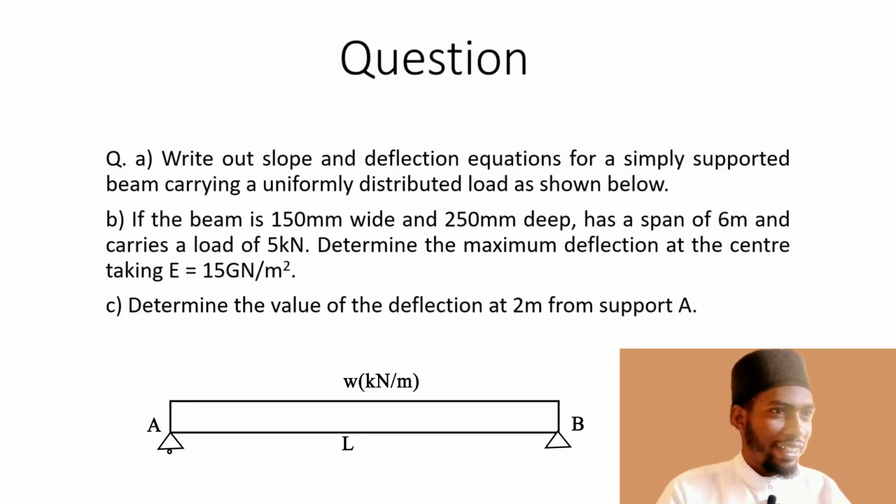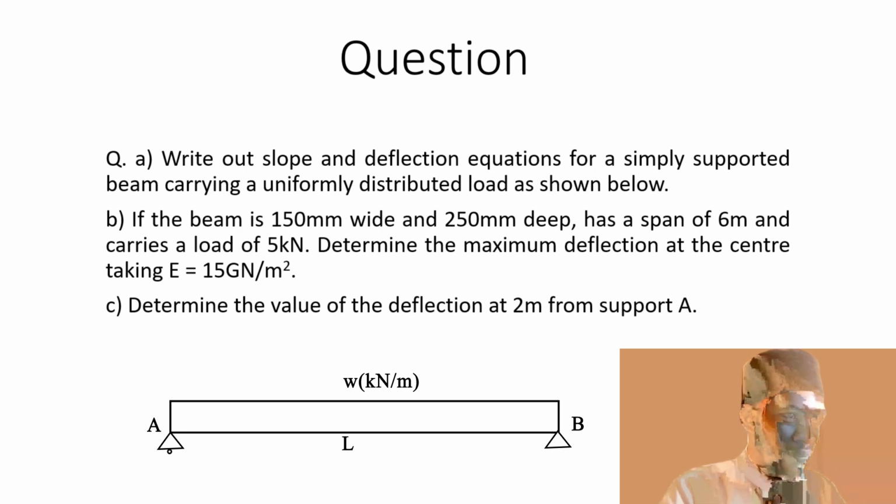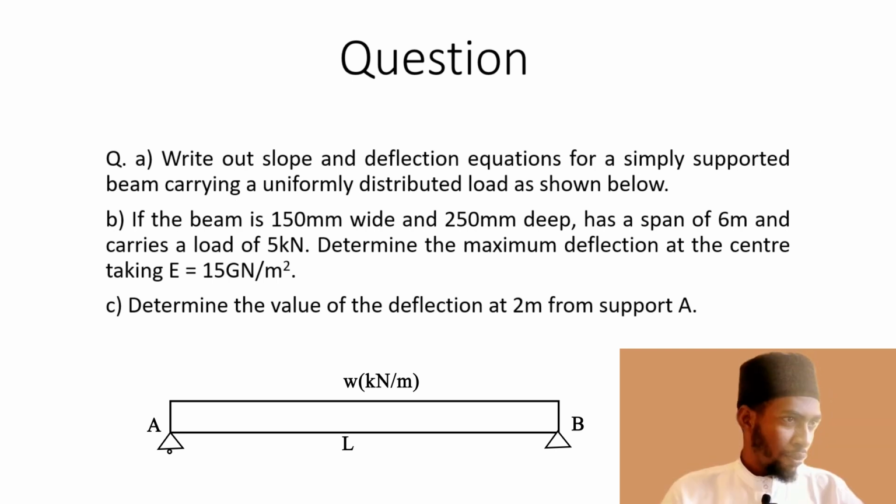Let me quickly read out the question for you. The question says, write out slope and deflection equations for a simply supported beam carrying a uniformly distributed load as shown below. That's A. If the beam is 150 millimeter wide and 250 millimeter deep, has a span of 6 meter and carries a load of 5 kilonewton, determine the maximum deflection at the center, taking E to be equal to 15 giganewton per meter square. Then C part is determine the value of the deflection at 2 meters from support A.